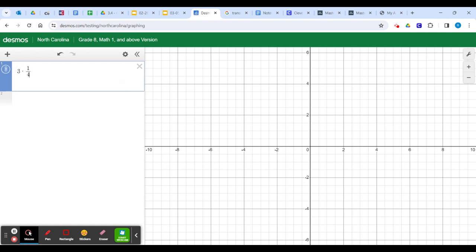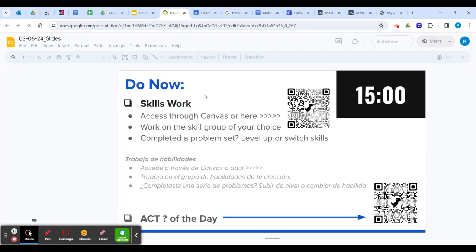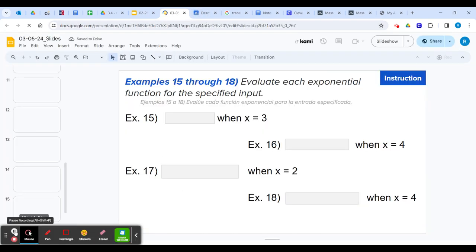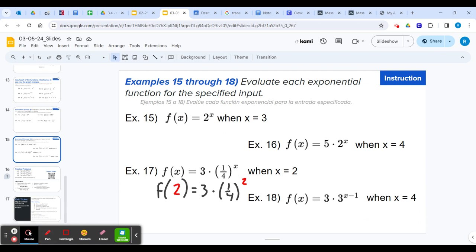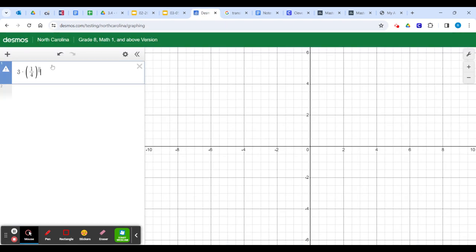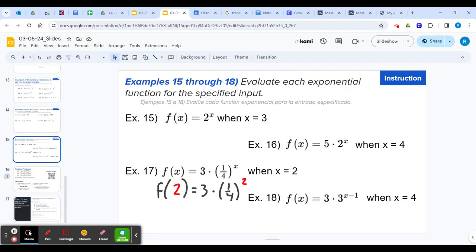We have 3 times 1/4. And I'm going to make sure I put my 1/4 in parentheses just to make sure the exponent is getting plugged in properly. Hold on. Okay, I lost a little bit of my old work, but that's all right. You should have had it down already, or you can scroll back in the video. But I was plugging this function with our 2 into Desmos, the 3 times 1/4, and that exponent is going to be the 2nd power, and that gives me 0.1875, or 3/16 is the same thing there. However you want to write that.